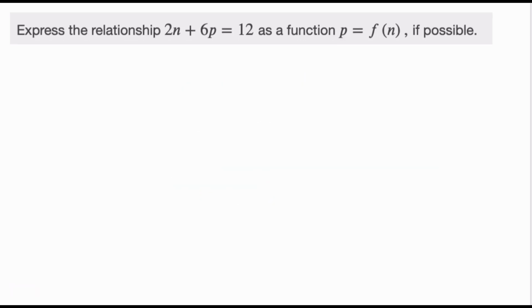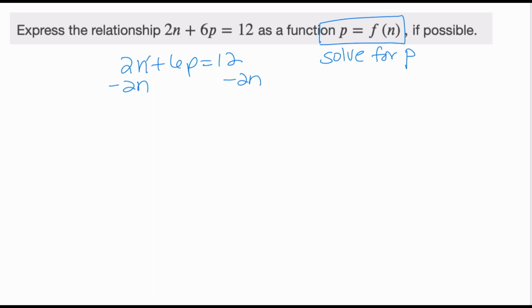Express the relationship 2n plus 6p equals 12 as a function p equals f of n if possible. So by them telling me as a function p equals f of n, that's an indication that I have to solve for p. I have to go ahead and get the p by itself. 2n plus 6p is equal to 12. If I want to get the p by itself, I'm going to subtract 2n from both sides. I get 6p is equal to negative 2n plus 12. I have to get the p completely by itself, so I divide everything by 6. I get p equals negative 1/3 n plus 2.